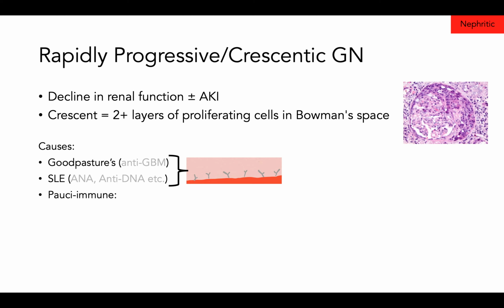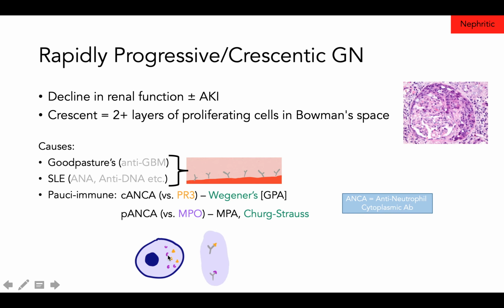With pauci-immune conditions, if you do these biopsies, you don't find any antibodies bound to anything. This isn't because there aren't any antibodies, it's just because they're directed against different targets. These antibodies are called ANCAs, anti-neutrophil cytoplasmic antibodies, and as the name suggests, they're directed against the cytoplasmic contents of immune cells, neutrophils. And there are 2 different types of ANCA. So there's C-ANCA. Now C stands for cytoplasmic, which means, yep, cytoplasmic is in the name twice. C-ANCA is directed against a neutrophil enzyme called proteinase 3. And C-ANCA is found in a condition called Wegener's granulomatosis, or granulomatosis with polyangiitis, GPA.